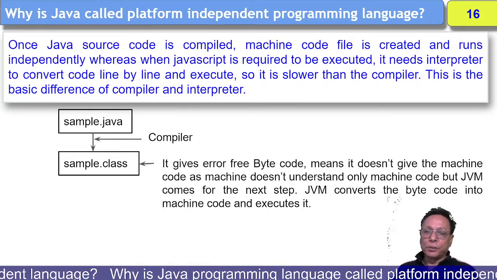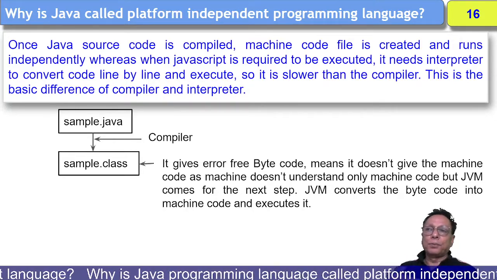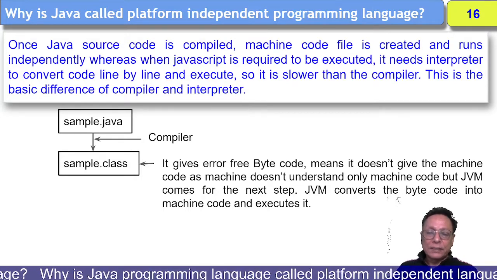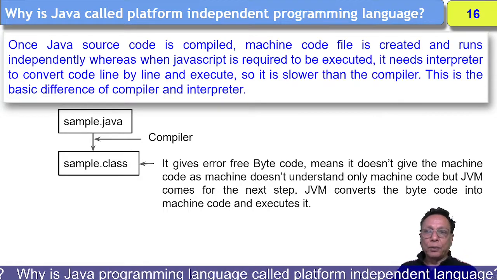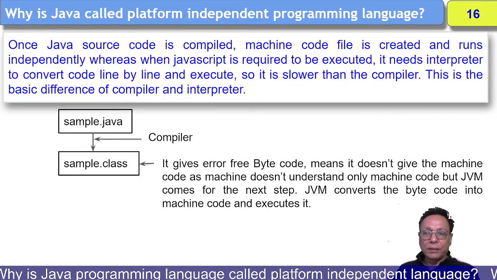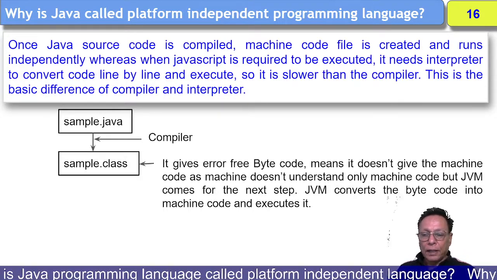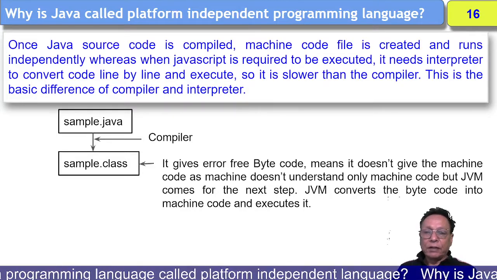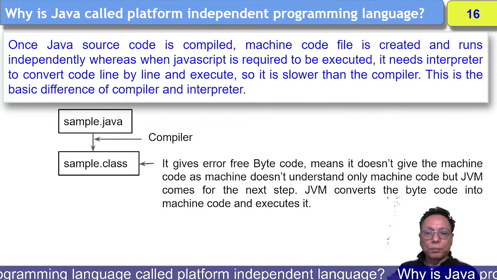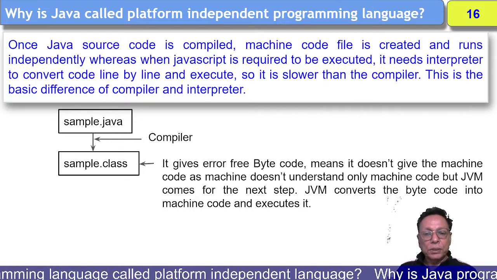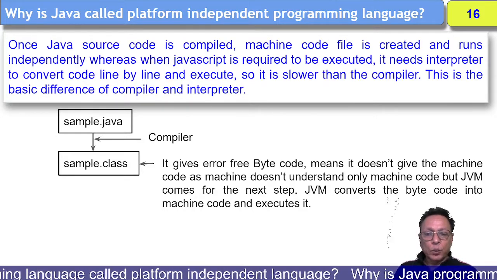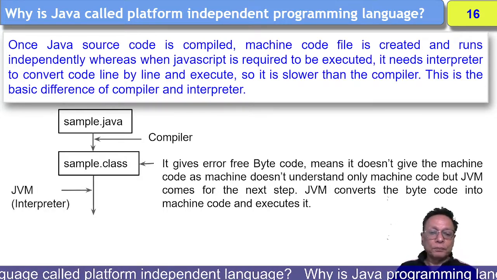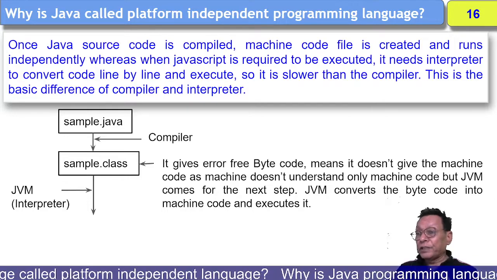Hope this is clear to you: the first step is to create the source code. The second step is to use a compiler to convert it into machine native code, an error-free code, which is known as the bytecode. And then the JVM converts this bytecode into machine code and executes it. This way, the Java program gives the output.